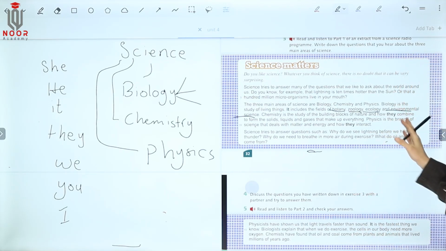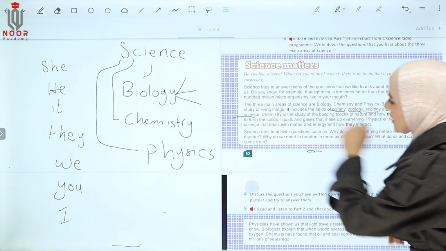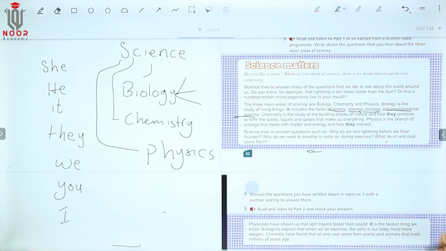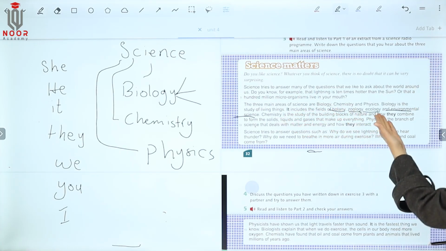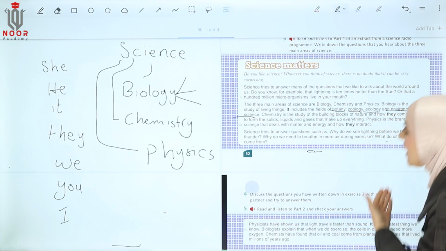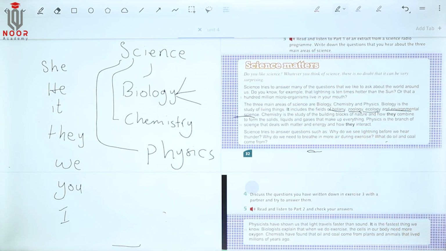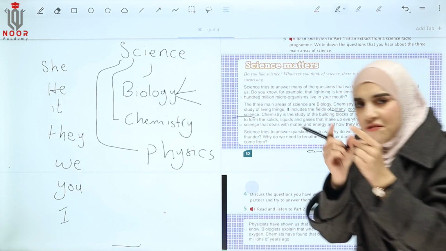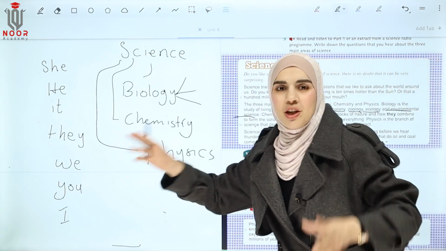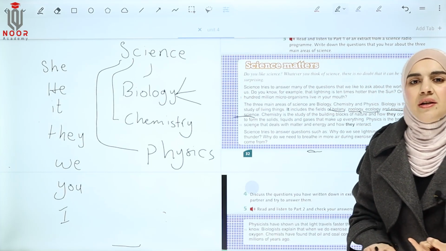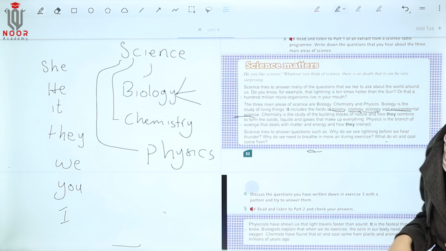Okay, and we have also how they combine. Look at this. Now I can relate to chemistry. But how come? Chemistry is the study of the building blocks of nature and how they combine to form the solids, liquids, gases that make up everything. How can I refer to they as a pronoun to chemistry? Chemistry is singular and also it's a proper noun, I guess. Yes, it's a proper noun.